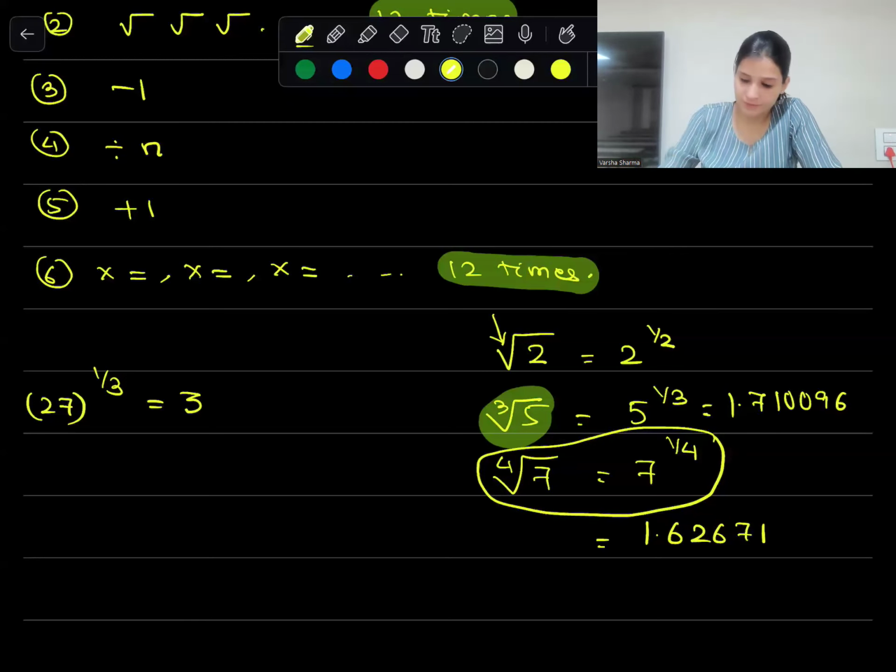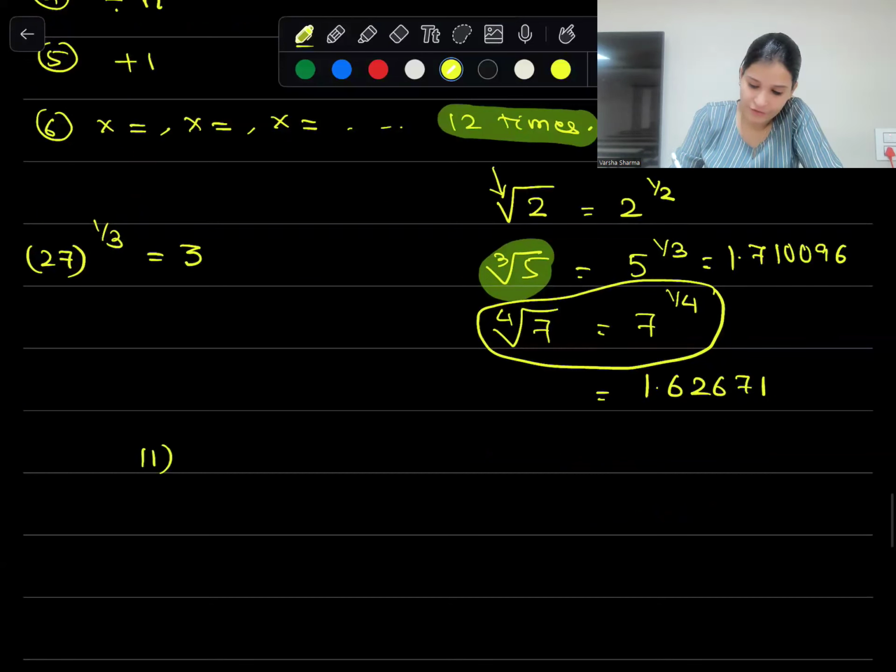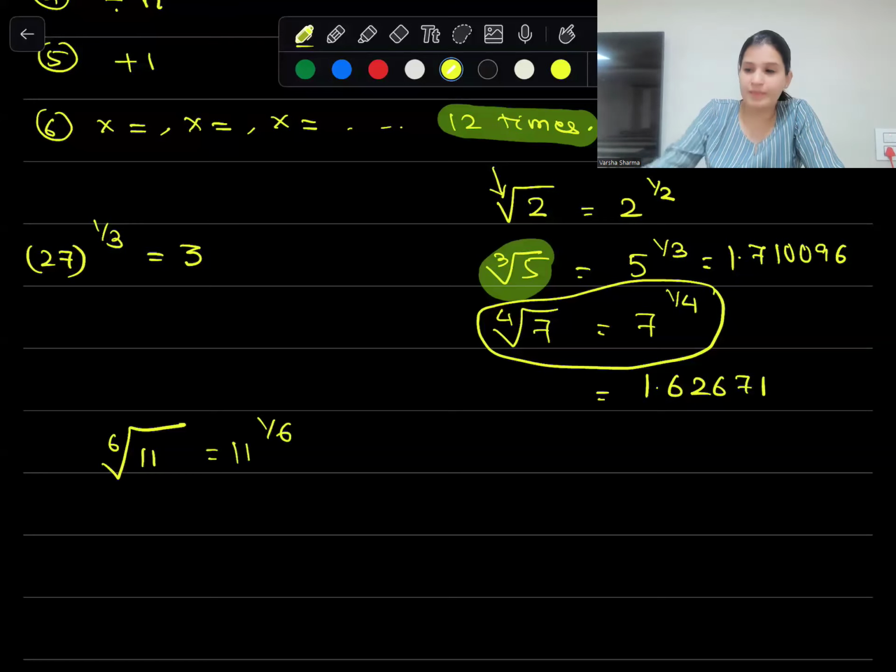Calculate the 6th root. Find out the 6th root of 11, or 11 raised to the power 1 by 6.